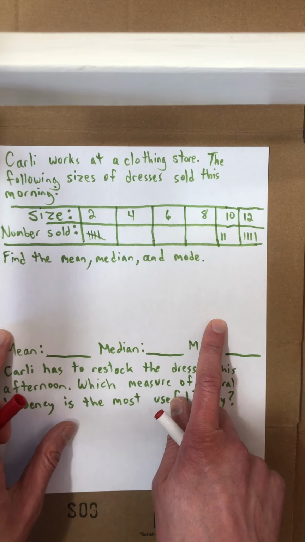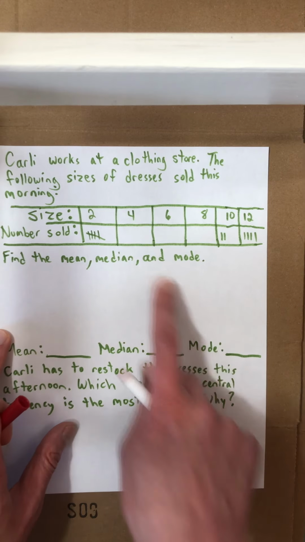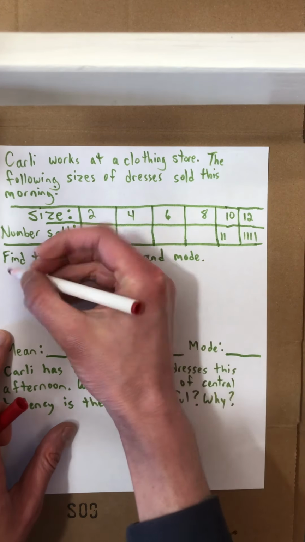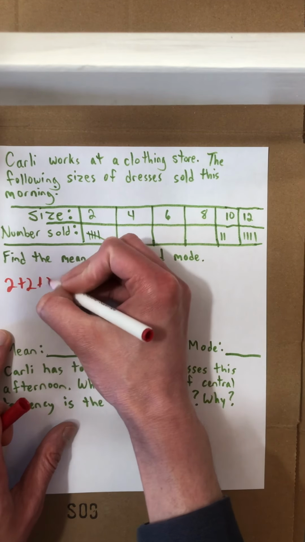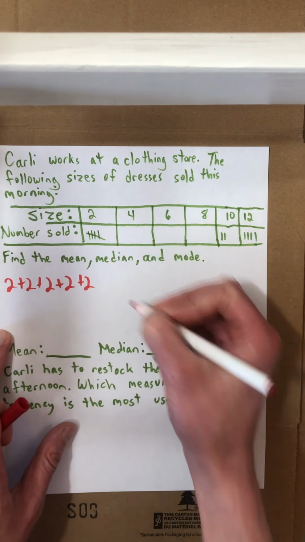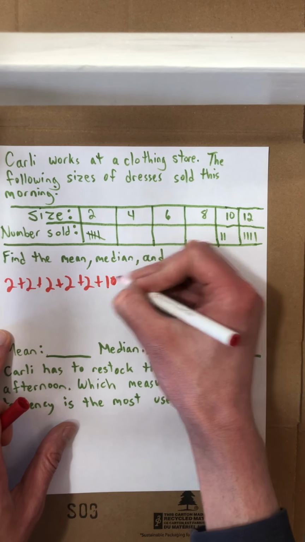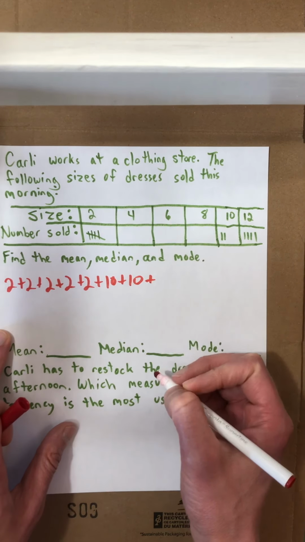To find the mean, we're gonna have to add up all these numbers here. So we're gonna have to add up 2, and there's 5 of them, so it'd be 2 plus 2 plus 2 plus 2 plus 2. There's 2 10s, and there's 4 12s.